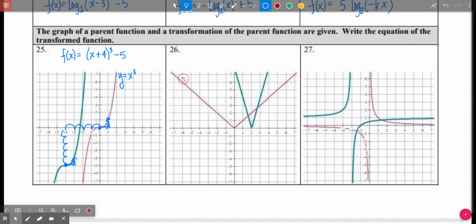Number 26, this is y equals the absolute value of x as my parent function in red. My transformed function, if I use my x or y intercept, I had to move right 2 units. So this is f of x equals the absolute value of x minus 2. And then my parent function, I'm right 1, up 1. But my transformed function, I'm right 1, up 3. That means I've been multiplied by a factor of 3 vertically.